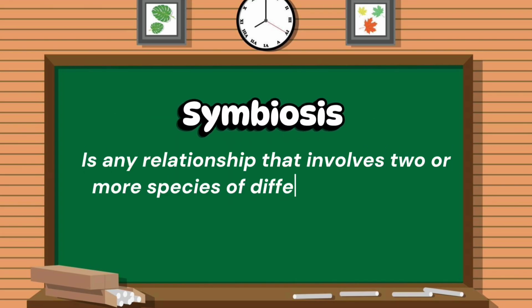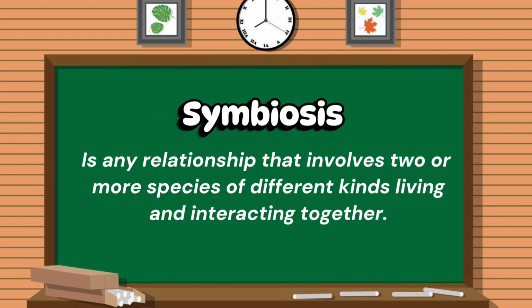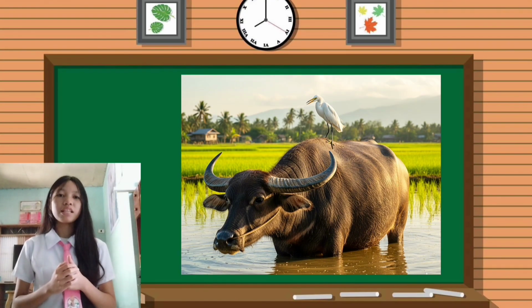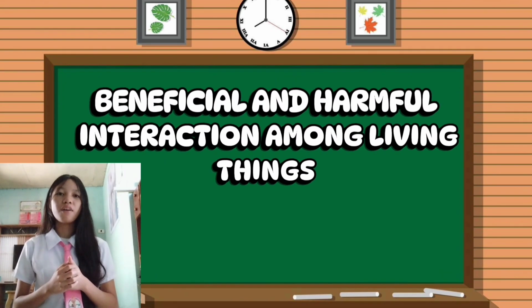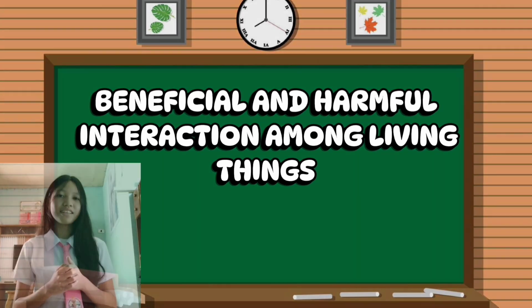Symbiosis is any relationship that involves two or more species of different kinds living and interacting together. It means that symbiosis is when different species live and interact together, helping, benefiting, or sometimes harming each other. So based on this little game, what do you think our lesson is for today? Beneficial and harmful relationships. That's right. Our lesson for today is beneficial and harmful interactions among living things.